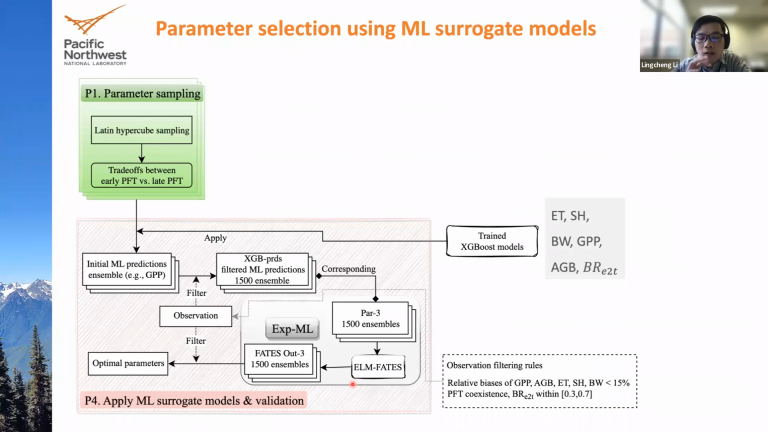Then after we have the trained models, we want to use them to select the parameters. Basically, the process is: first we generate the sample parameter ensembles, then we send them to the machine learning models, and we get the simulated values of all these 6 variables. Then we filter this ensemble of results and select out 1,500 ensembles that have reasonably small model bias and also have PFT coexistence. Then we send these selected parameters to the ELM-FATES model, run the model, get the results, and compare to see if our selected parameters can get better results.